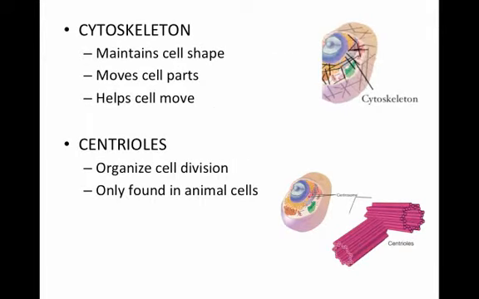The cytoskeleton is a network that maintains the cell shape, helps to move the cell, or helps to move parts within the cell. Centrioles are areas that are only found in animal cells that organize cell division. However, their true function is questionable because if they are removed from an animal cell, the cell still divides, and plant cells never contain them, and they undergo the same type of cell division that animal cells undergo.